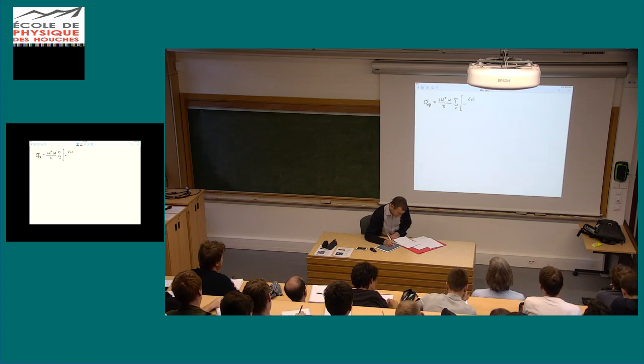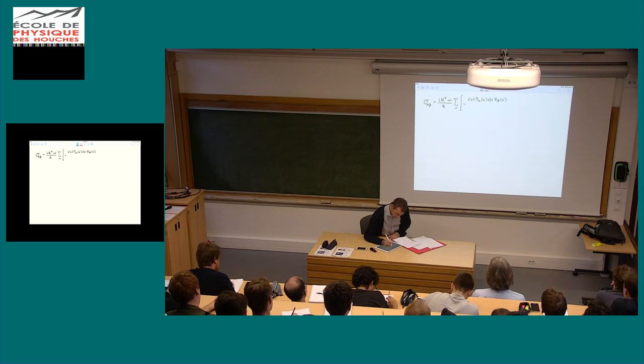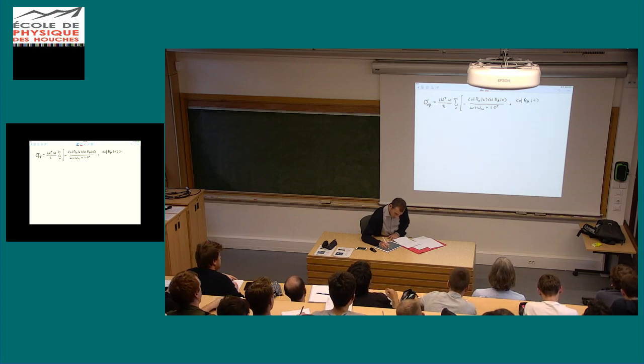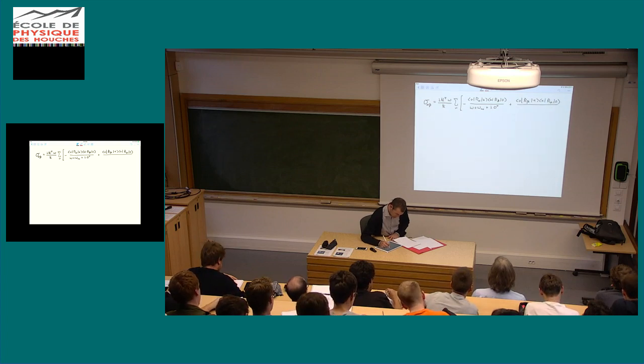One of them is this in the numerator, and in the bottom, this, which I'll explain in a moment. And the other one has the position operators just reversed, like that. And there's a minus sign in the bottom. Otherwise, it looks the same.